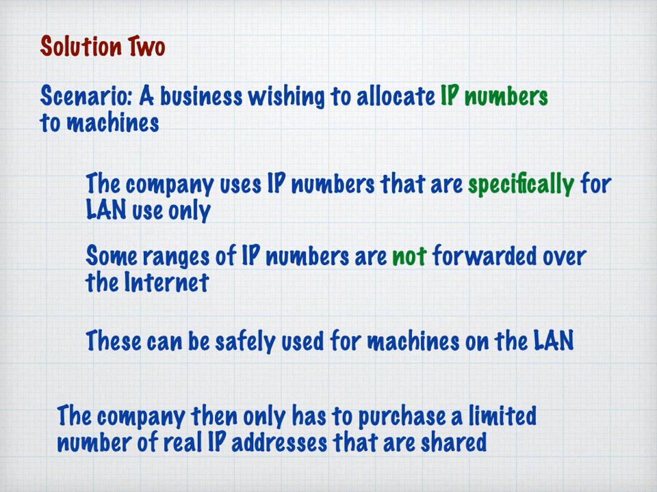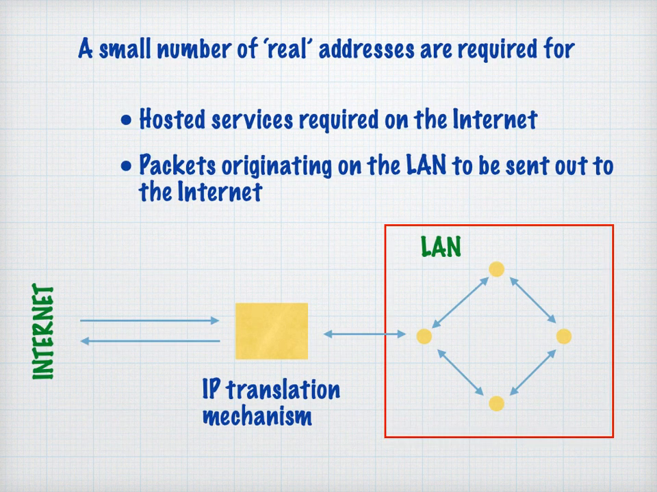Now what that means is that you can just purchase a small number of real IP addresses, and those are shared amongst all the different machines on your local area network. You'd have something like this. Inside your local area network, you've got hundreds of thousands of machines, and they are using some of those special numbers that are in that category C, numbers beginning with, for example, 192. And you only have a limited number of real IP numbers, and those IP numbers are shared using some sort of translation piece of software.